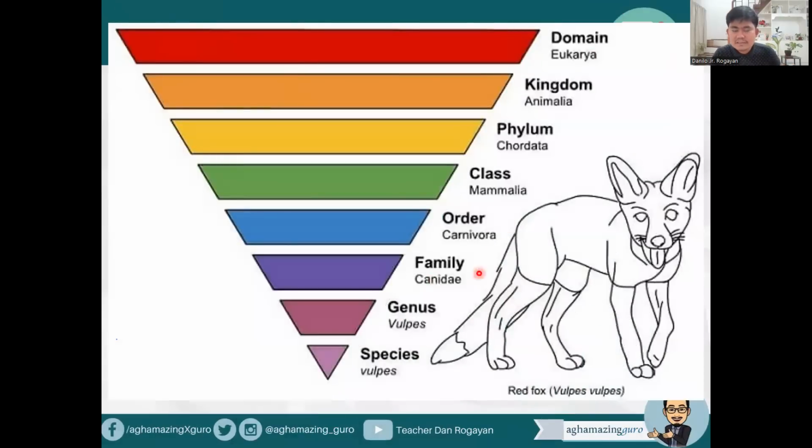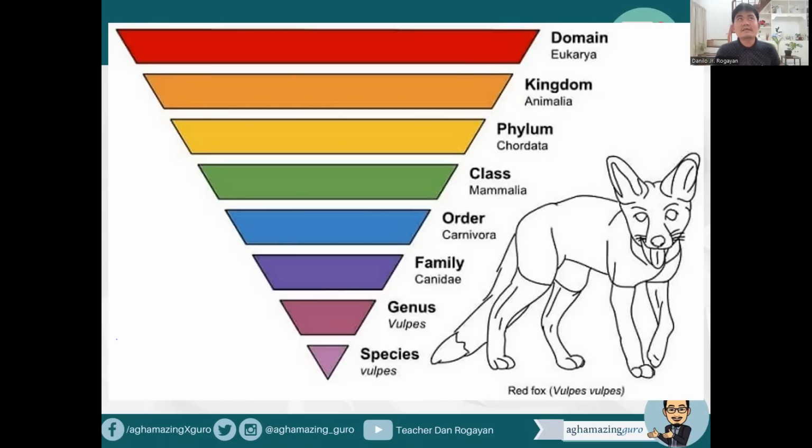Ayan siya, no? So we all already know this from domain, kingdom, phylum, class, order, family, genus, and species. Question: can you tell me whether it's a domain, kingdom, phylum, or what taxonomical classification? Sige, Chordata. So ano na nga yung Chordata natin? Okay. Of course, that is your phylum.